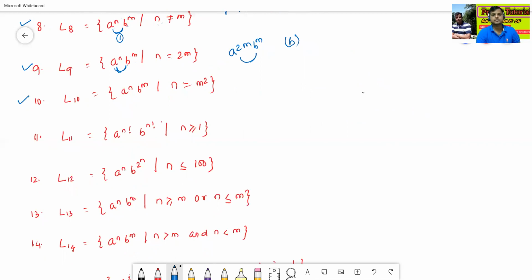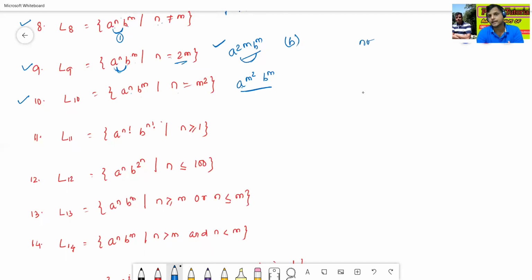Next question, 10th one. Here a to the power n, b to the power m, where n is equal to m square. We can also write it like this: a to the power m square, b to the power m. Remember, language 9 is in arithmetic progression. N equal to 2m is just like an arithmetic progression. If a language is in arithmetic progression, it must be context-free language, but this is not.